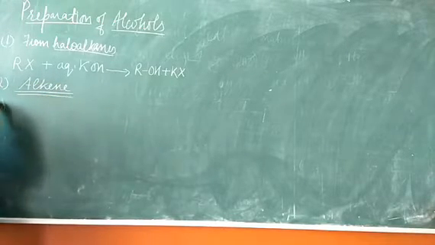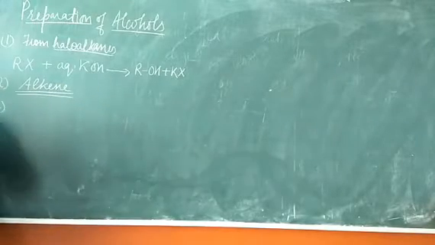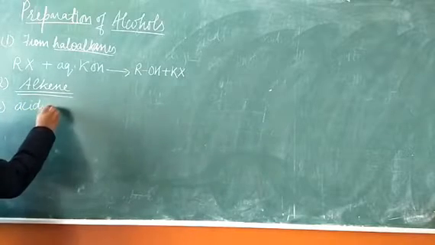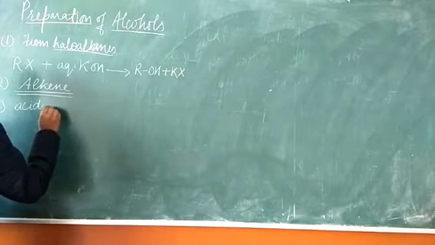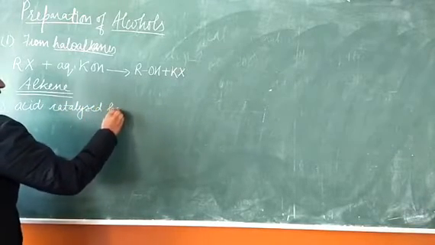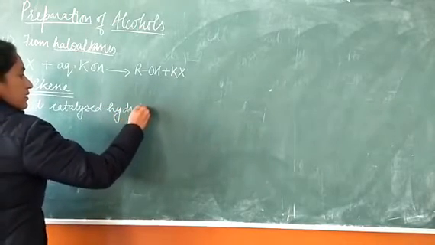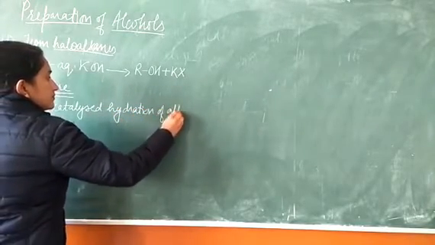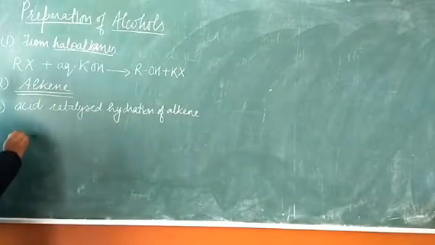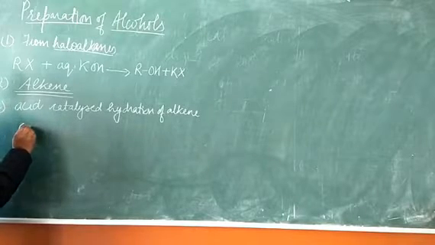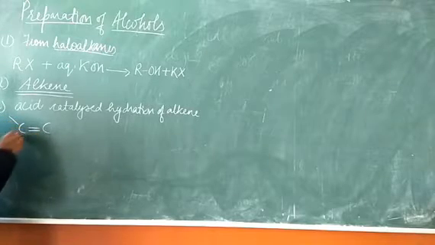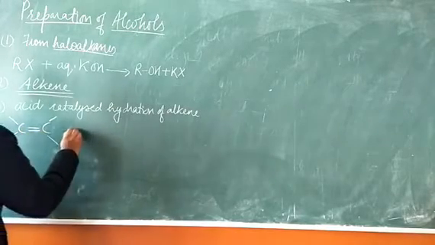Under the alkene, students, we have two methods. The first is acid catalyzed hydration of alkene. Right? So here we will take an alkene. Okay, so let us say we have this across the double bond, right?